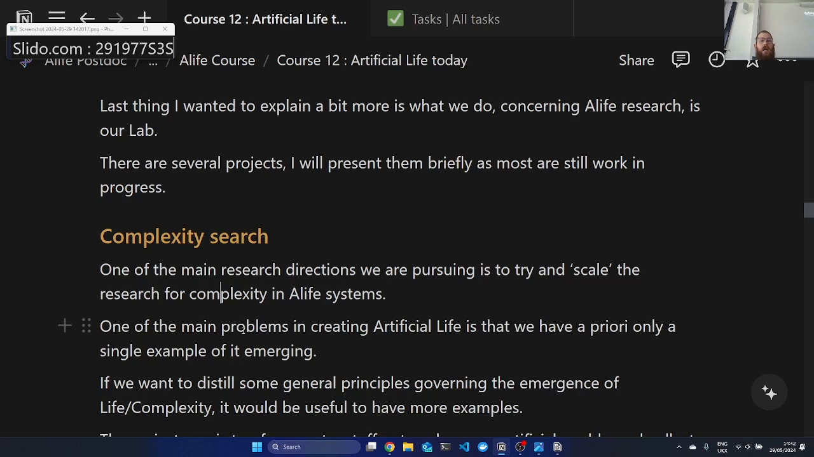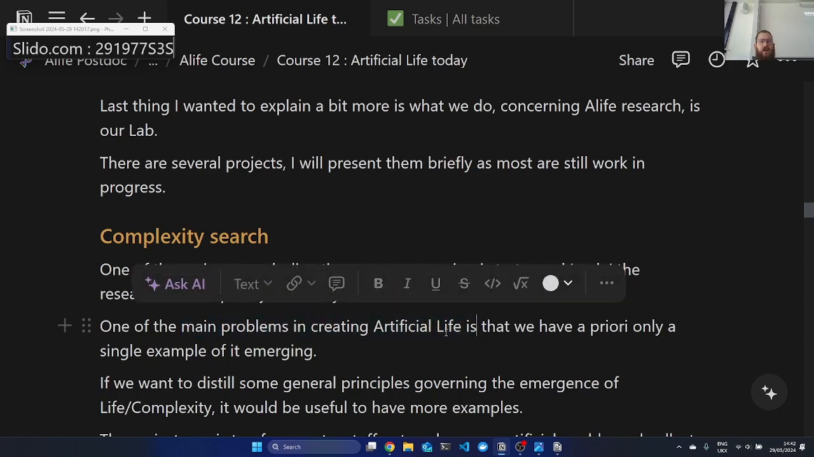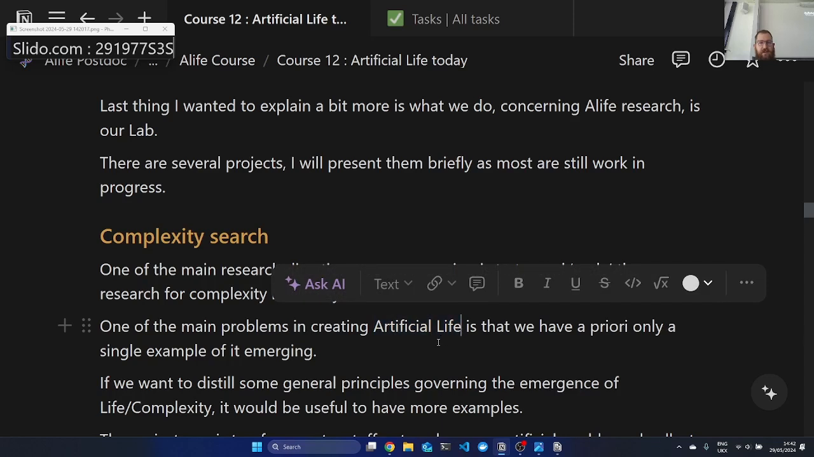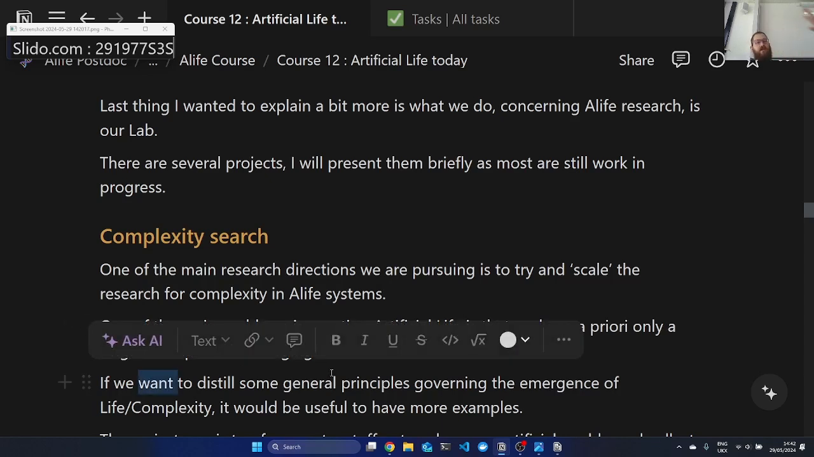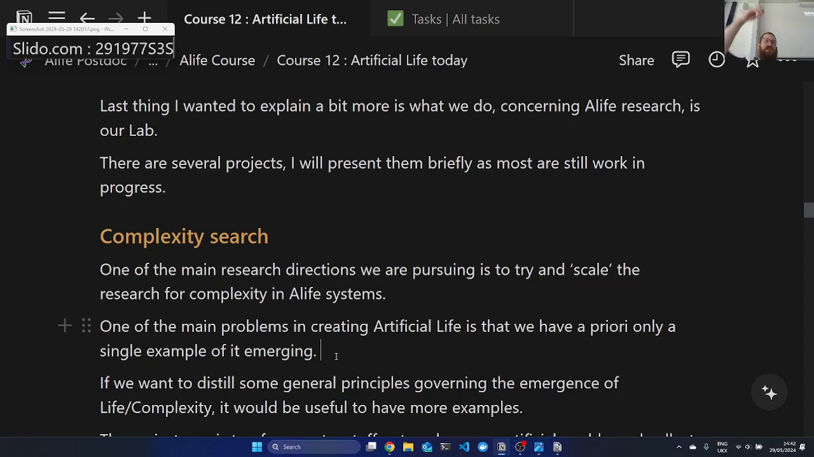Because as I said many times, I think one of the problems right now in artificial life is that you just have a single example, right? It's life on Earth that so far is the only example where we have open-ended evolution, reproduction, and so on. So if your goal, which is one of the goals of artificial life, is to distill some general properties or principles that tell you whenever you can have the emergence of life, it would certainly be useful to have more examples, because otherwise it's really hard to test your theory or even come up with a theory, right?